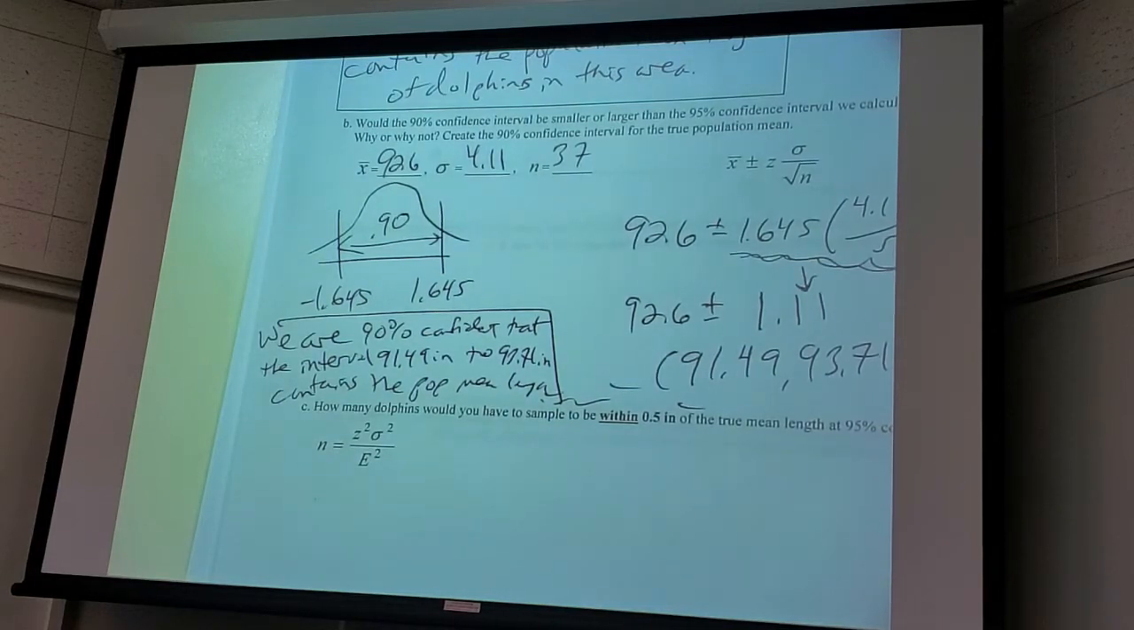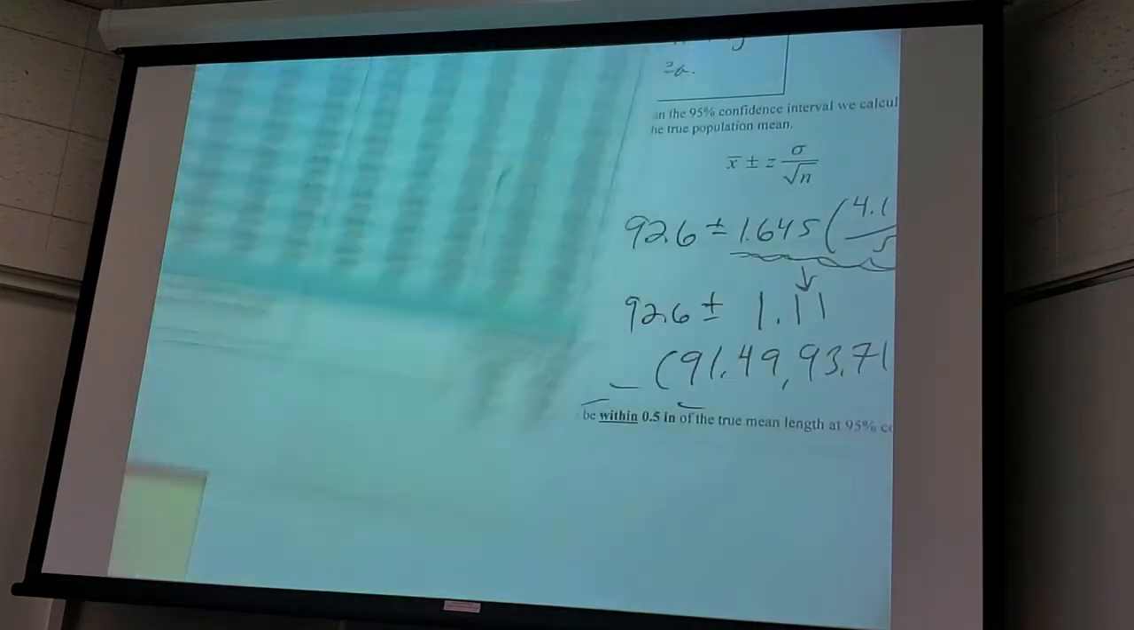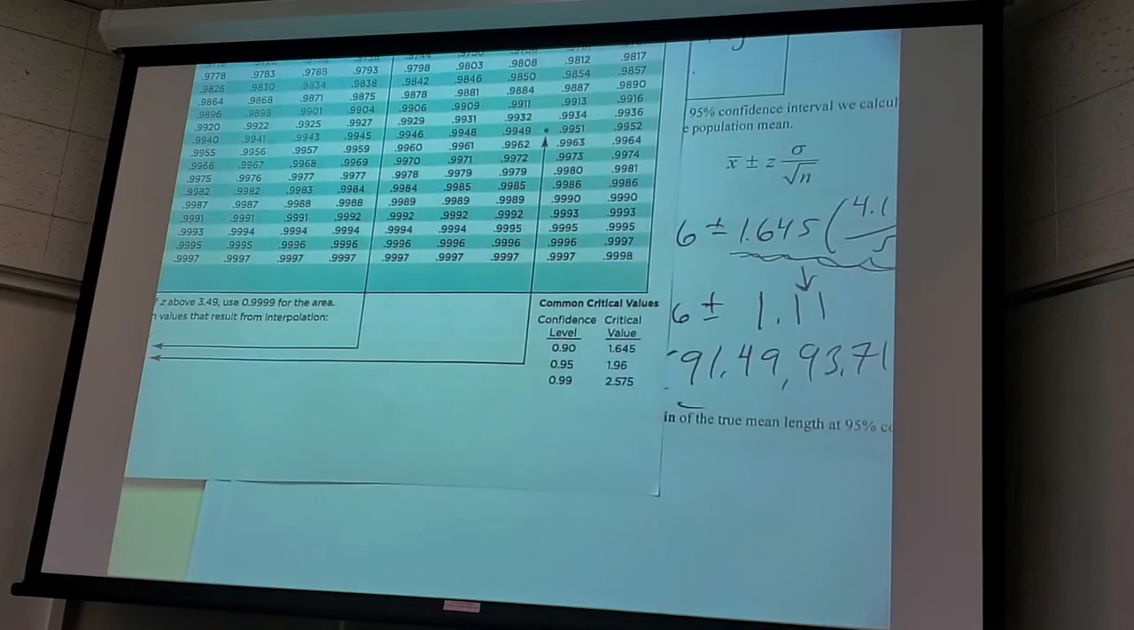Now, look at your z-score charts, everybody. Look at the positive side. Always look on the positive. Look at the lower right-hand corner. Do you see anything related to what we're doing? Confidence level, critical values. What does it say for 0.90? 1.64. Isn't that exactly what we got?